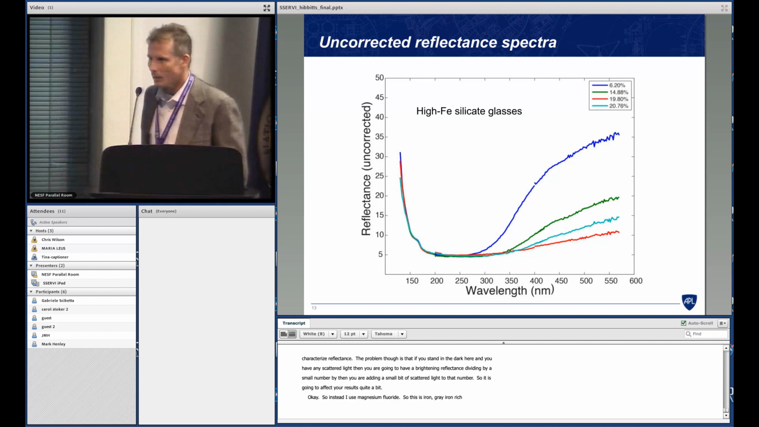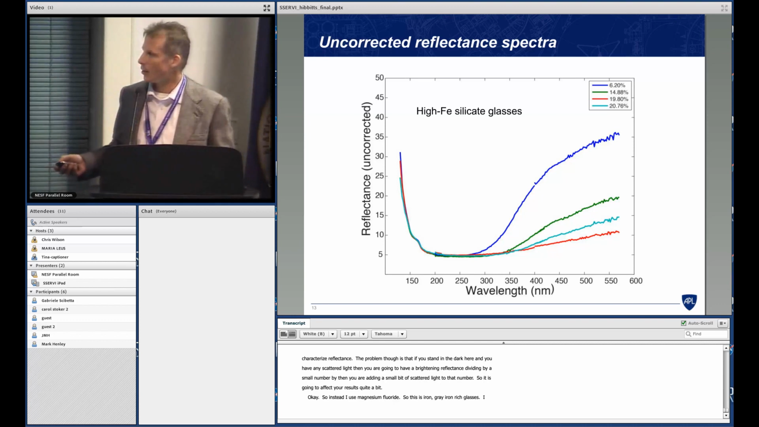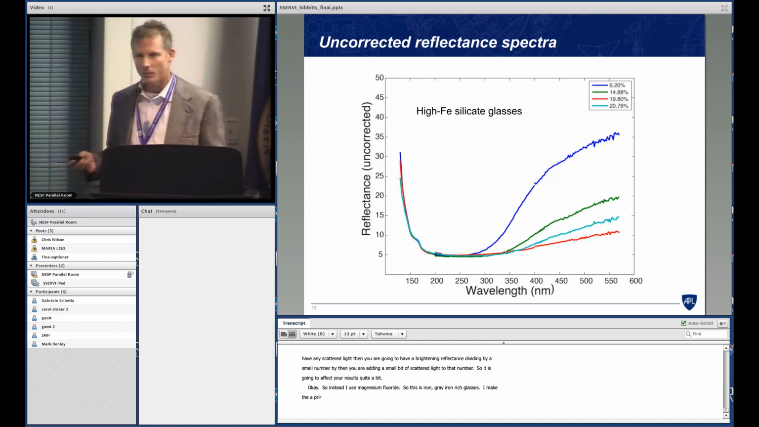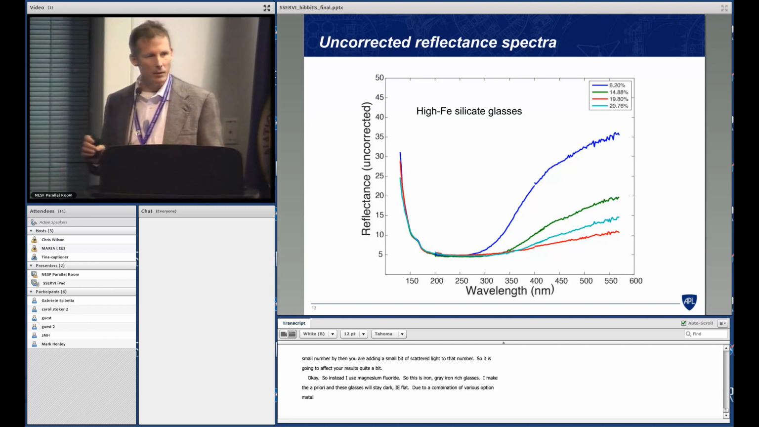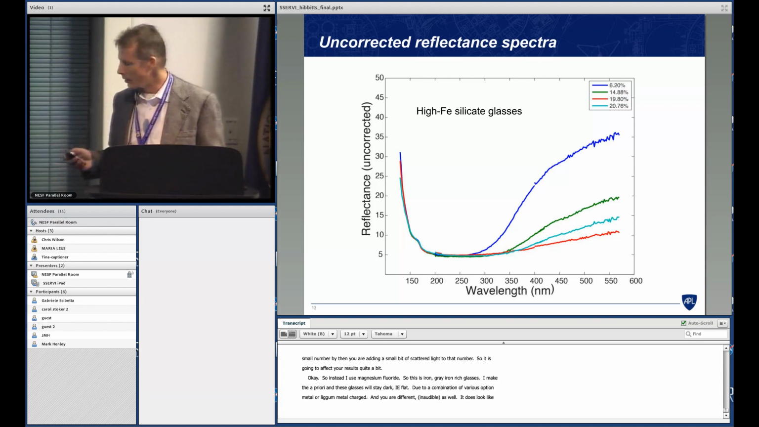I make the a priori assumption that these glasses will stay dark, i.e., flat at these lower wavelengths, due to a combination of various oxygen-metal or ligand-metal charge transfers and absorptions. Looking through the literature, not just Siegel, but other literature as well, it does look like the iron-rich silicates should stay dark at those wavelengths. Modeling would need to actually confirm that.